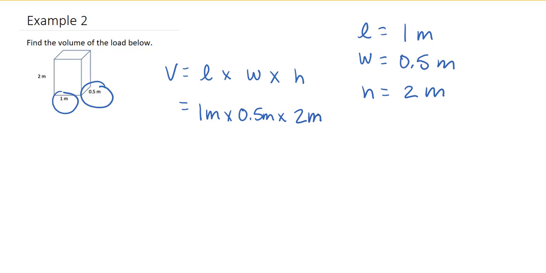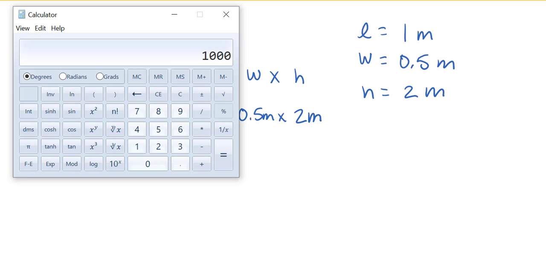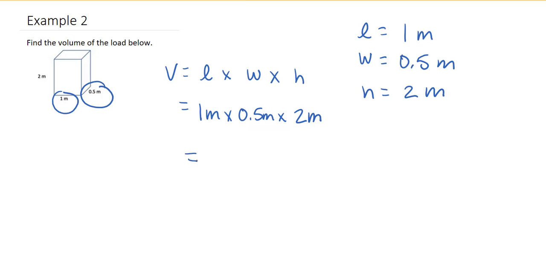Now let's get our calculator out. So 1 times 0.5 will just be 0.5, because anytime you multiply anything by 1, you get itself. Now times 2, and we get 1. So what is the volume for this? It's 1 cubic meter. And that would be our answer.